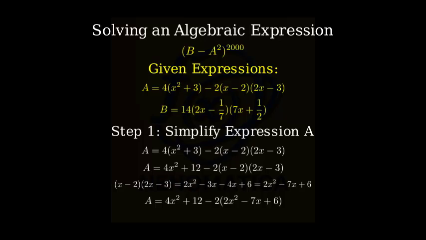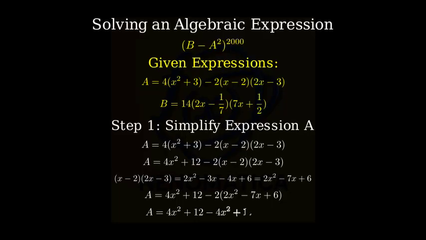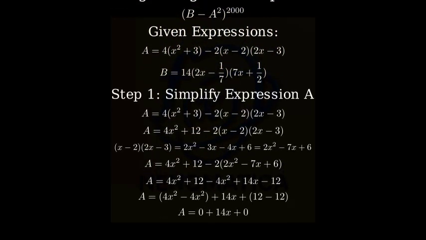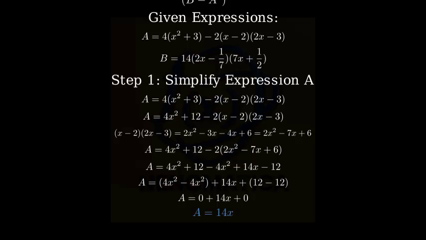Now, let's distribute the negative 2 to get a equals 4x squared plus 12 minus 4x squared plus 14x minus 12. We can combine like terms. 4x squared minus 4x squared equals 0, and 12 minus 12 equals 0. So a simplifies to just 14x.